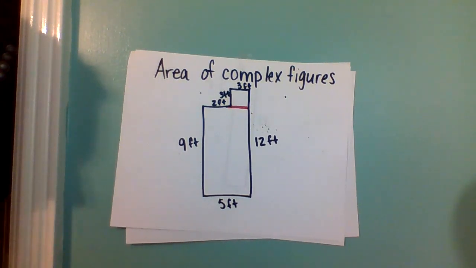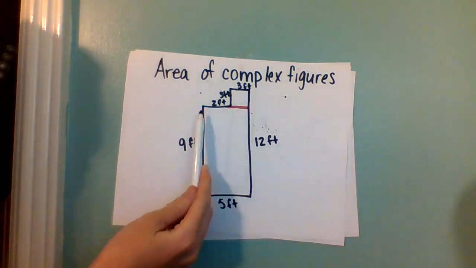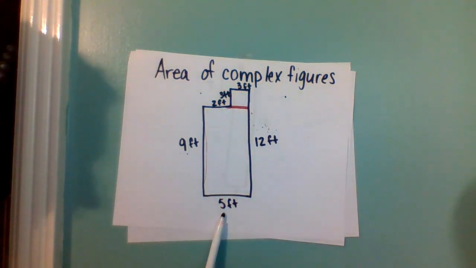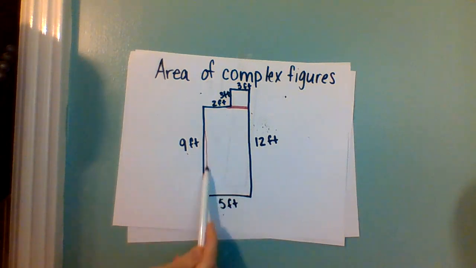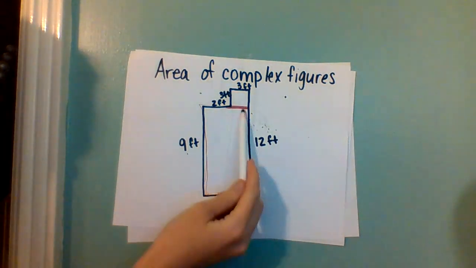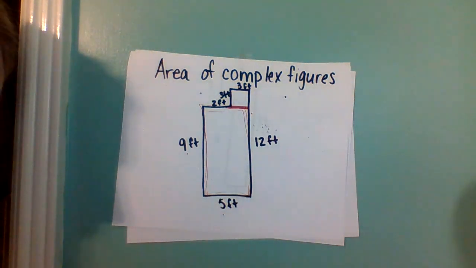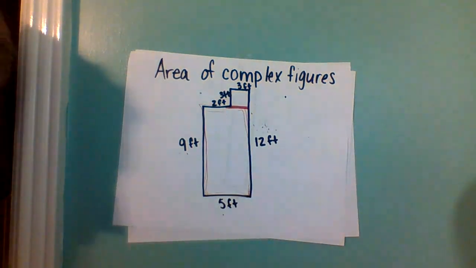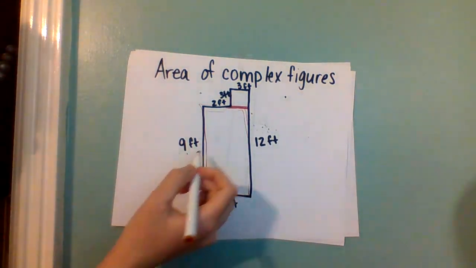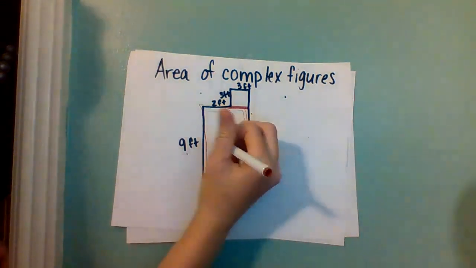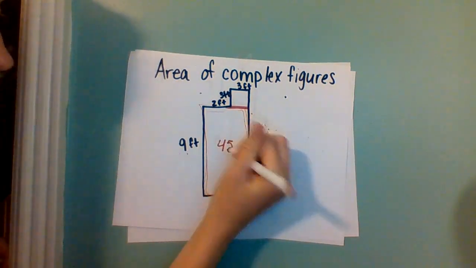In this case, I'm going to multiply this 9 and this 5 because that represents this whole side and this whole side, which is what we would use to find the area of that rectangle. I would not use the 2 because that would not reach all the way over here. So to find the area of this rectangle, I'm going to multiply 9 times 5, and I get 45.